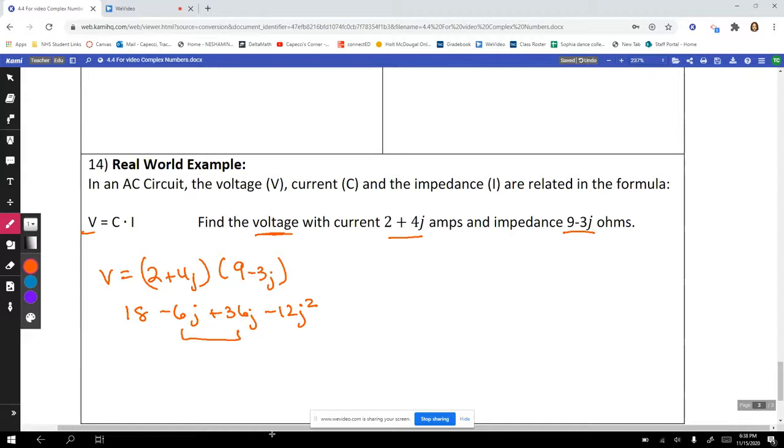All right, combine my like terms. I have 18 plus 30j. Now again, negative 12j squared. We're using j instead of an i as part of the formula. That's still an imaginary number in this particular problem. So that gives me plus 12. So my final answer is 30 plus 30j, and volts is going to be our unit for the final answer.